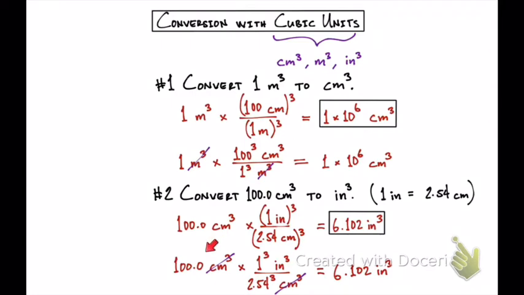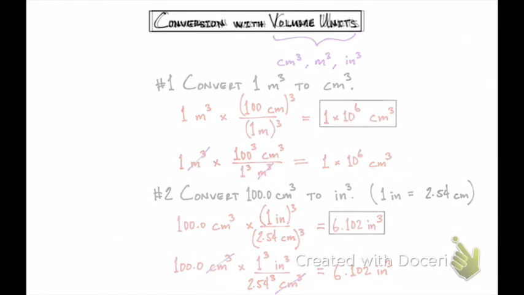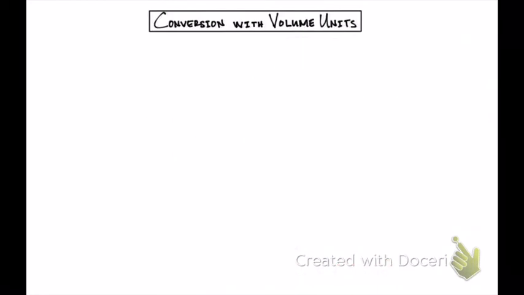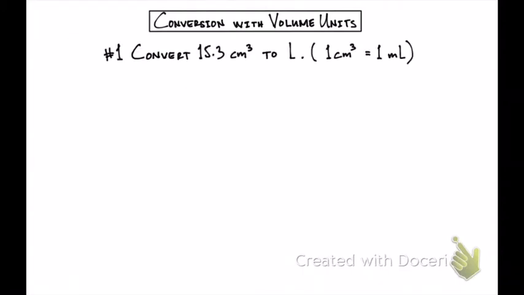So again, as you can see, we started out with 4 significant figures. You're going to end up with 4 as well. Here in chemistry, you're also going to encounter conversion with volume units. So for example, 1 cubic centimeter is actually equivalent to 1 milliliter, and 1 cubic meter is equivalent to 1 liter. So how do we convert 15.3 cubic centimeters to liters?